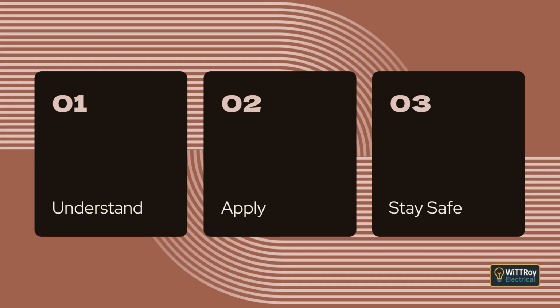Clause 2.9.4.4 Marking of bars and links. Bars and links must be clearly marked as active, neutral, or earth. This helps anyone working on the switchboard quickly identify the correct connection point.